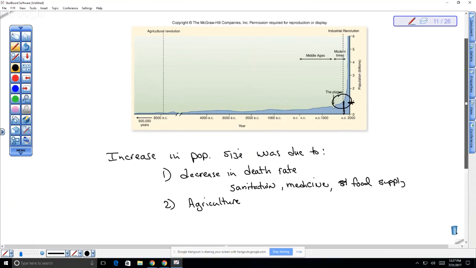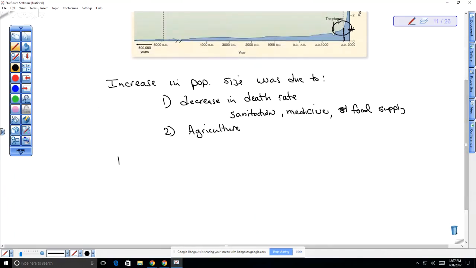So we can also talk about fertility rates. The fertility rate is, in general, the average number of children women will produce in their lifetime.